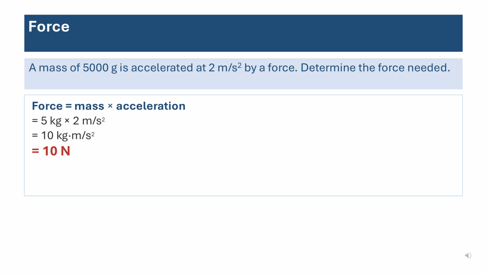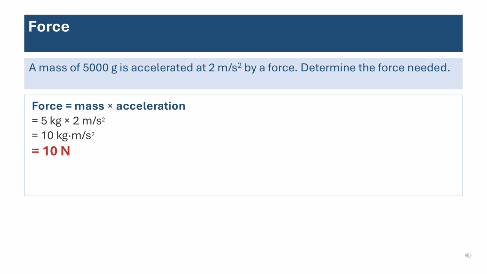The problem states, a mass of 5,000 grams is accelerated at 2 meters per second squared. We are required to determine the force needed. Observe the unit conversion required here. The mass is given as 5,000 grams, not kilograms. In the SI system, the standard unit of mass is the kilogram. Therefore, 5,000 grams equals 5 kilograms.